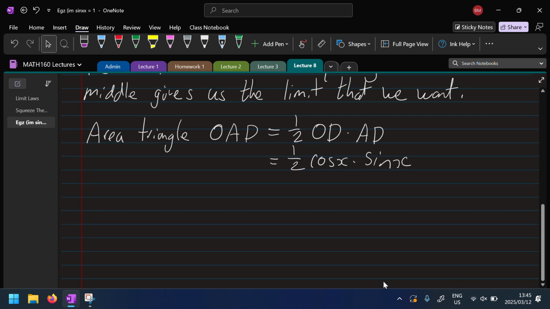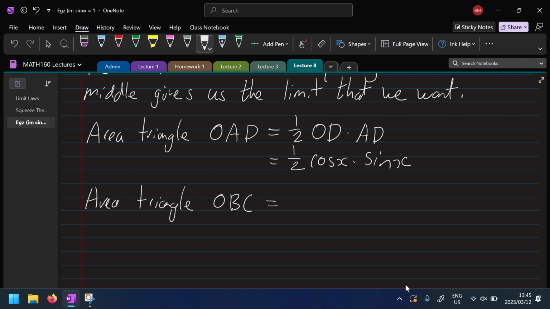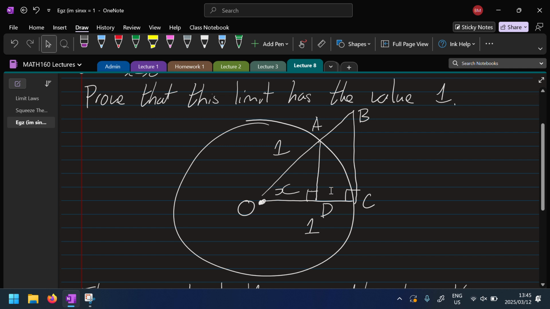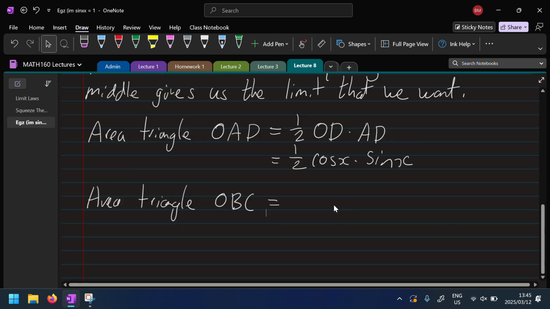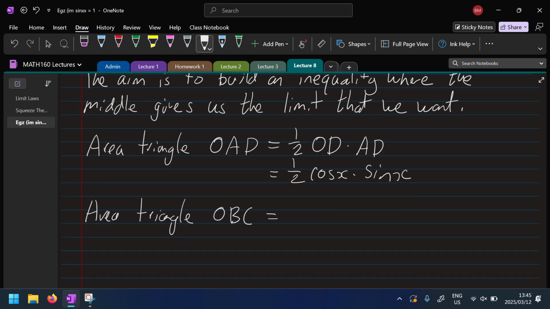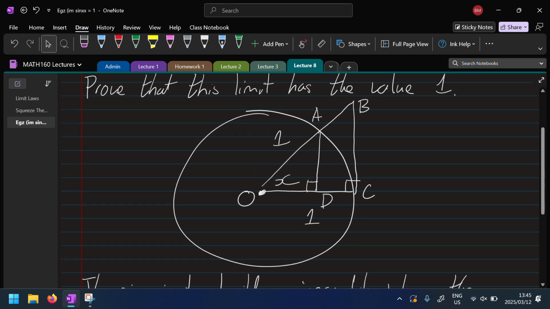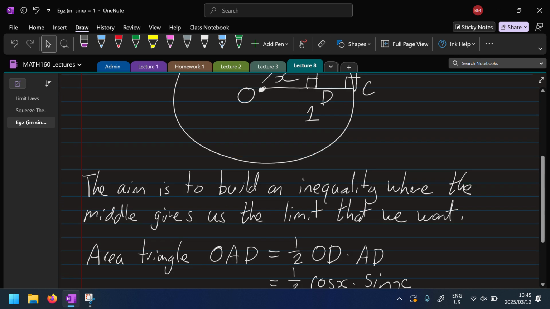Next, we look at the bigger triangle. So area of the triangle OBC. Okay, so triangle OBC, that was the largest one. Again, it's just half base times height. Okay, what's the base? The base is OC, and the height is BC.